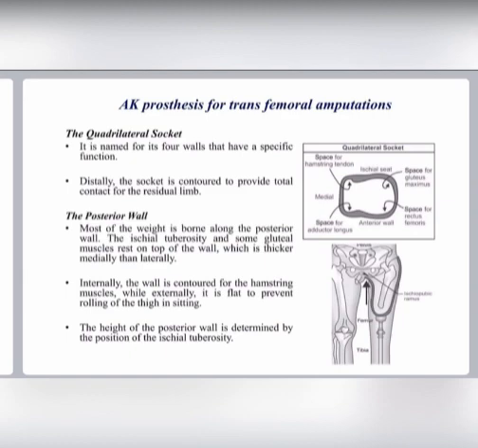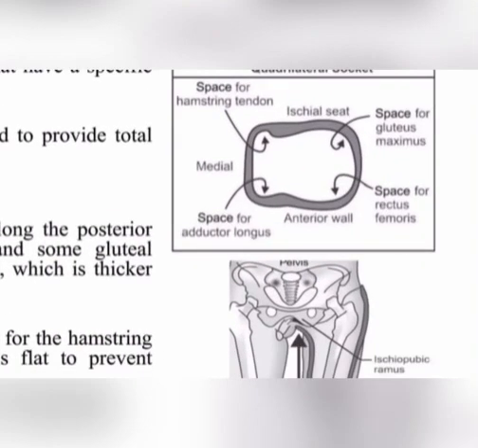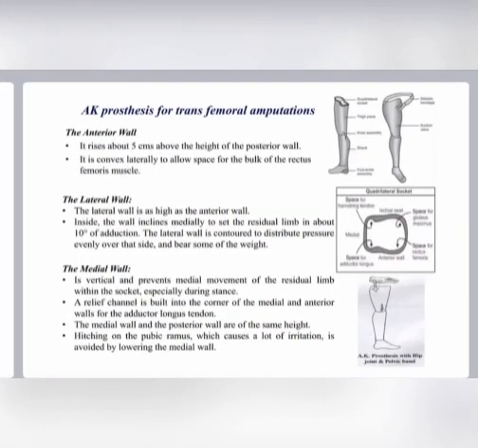Quadrilateral socket: space for hamstring tendon, space for gluteus maximus, space for rectus femoris, anterior wall, space for adductor longus, medial ischial seat. AK prosthesis for transfemoral amputations. The anterior wall rises 5 cm above the height of the posterior wall. It is convex laterally to allow space for the bulk of the rectus femoris muscle.